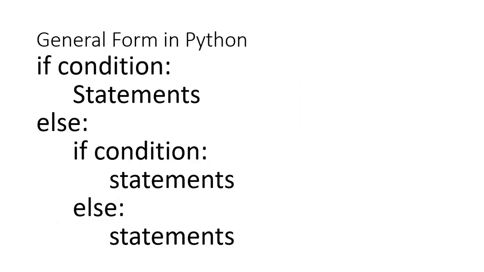So, general form in Python. You're still going to see this if condition statements, else. Now notice inside the else, I have placed an entire new if else statement. Okay, this can happen continuously. I could also put a new if else inside of the if, and inside of this if I could put a new if else, and then inside the else I could put another if else. It can get pretty crazy pretty fast as we continue these nesting ideas.